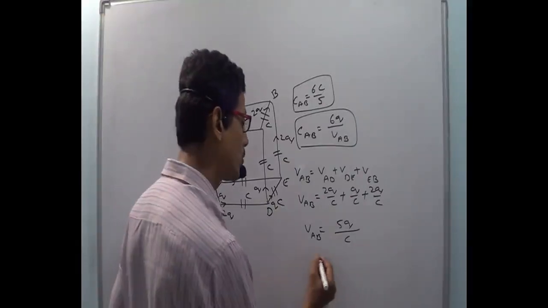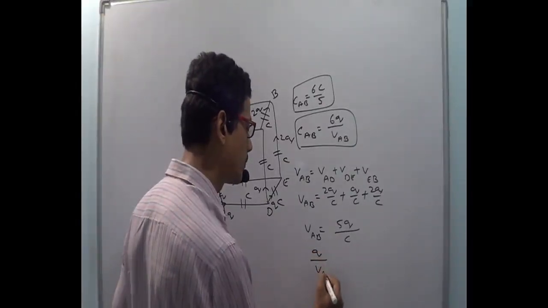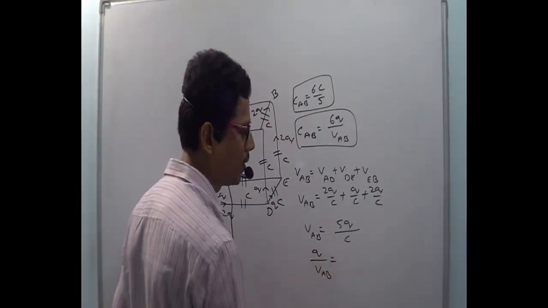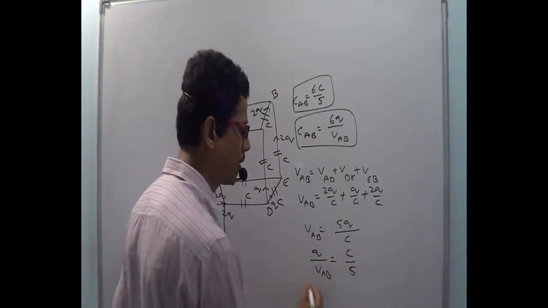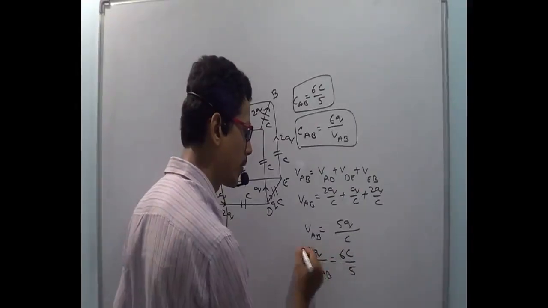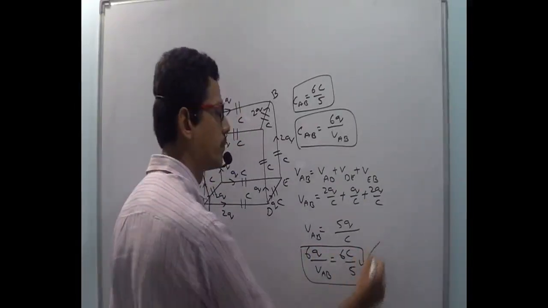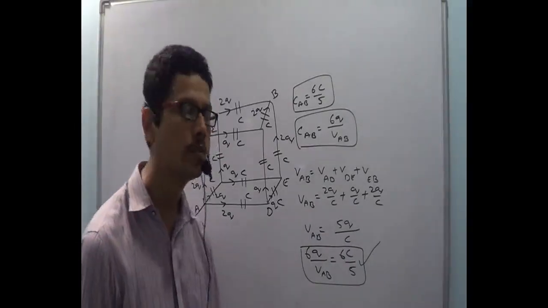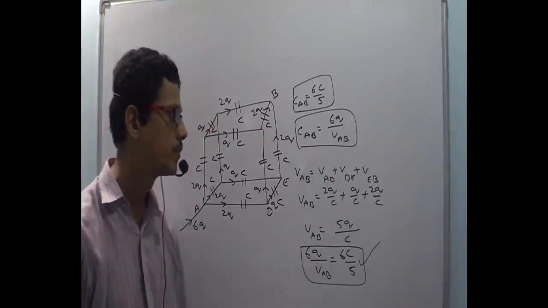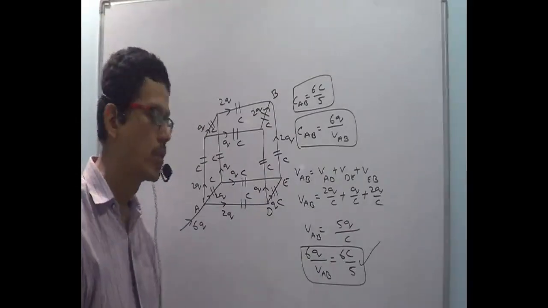ముందు Q by VAB ఎంత చెప్పండి? Q by VAB ఎంత వస్తుంది? Q by VAB is C by 5 వచ్చింది. మరి 6Q అంటే 6C by 5. That is the answer. Okay, 6C by 5. అర్థమైందా? So this is one method. Okay, pause చేసుకొని రాసుకోండి.